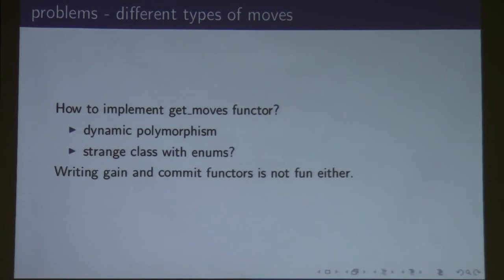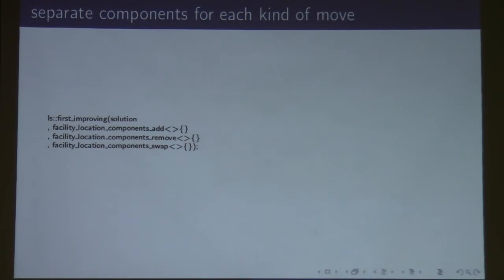Is it clear? So how can we solve this problem? Actually, the idea is very easy. Now we can have components for each type of move, and the library should just somehow handle it and make it efficient.